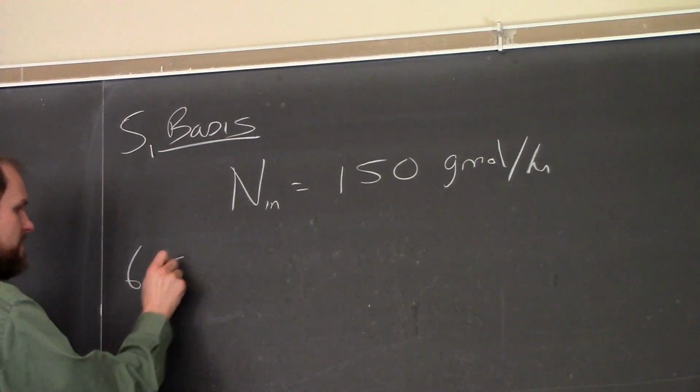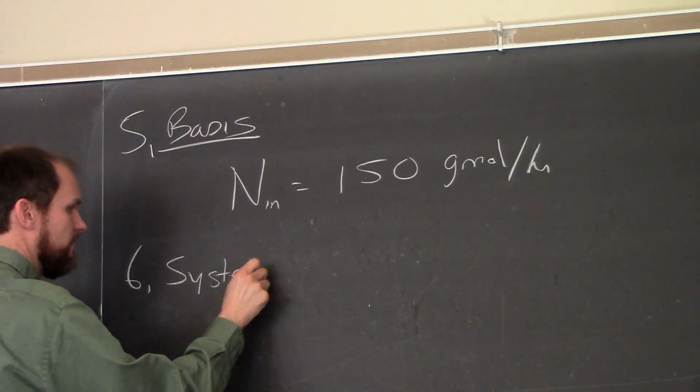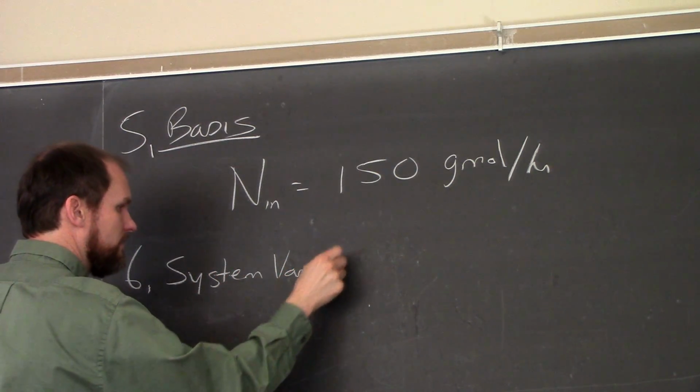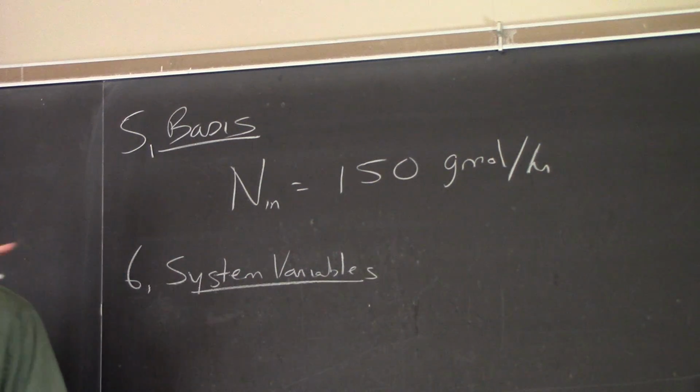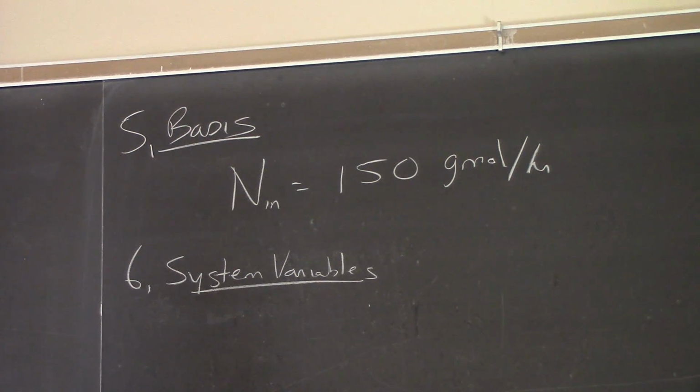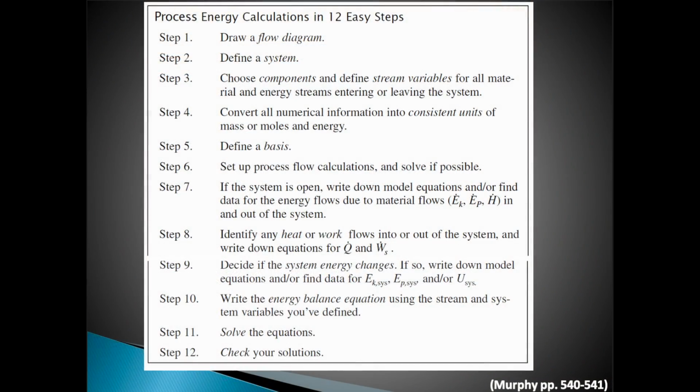Step 6, system variables. Again, you can choose different things for the basis. If you chose the basis of 1 mole per hour of ammonia coming out, you could do that and then rescale later. Again, still multiple choices. Step 6, system variables for generation, consumption, and accumulation. We didn't do this last time because we didn't have it. We did, but we didn't just zero them all out.